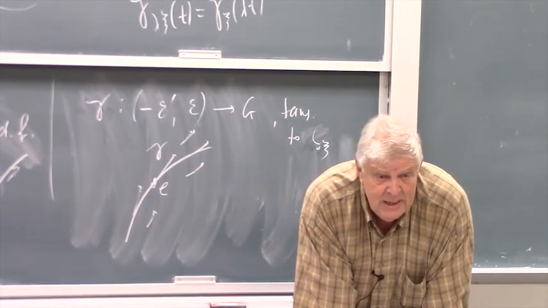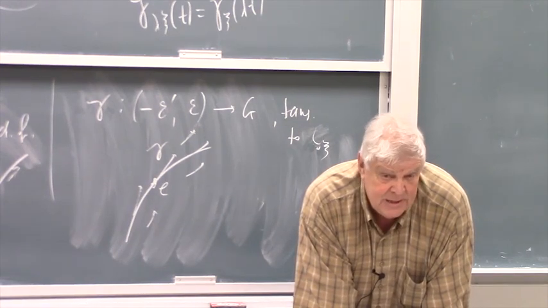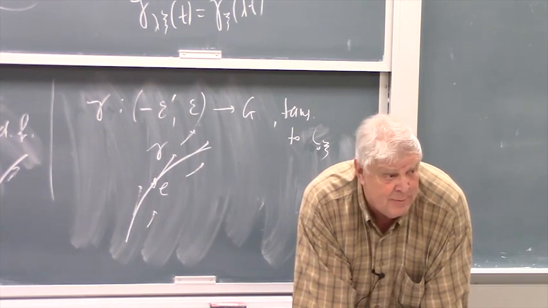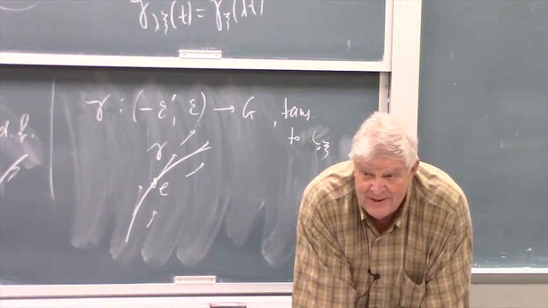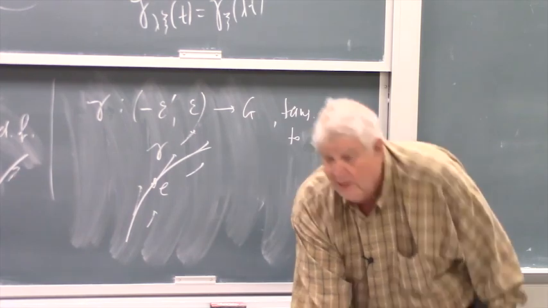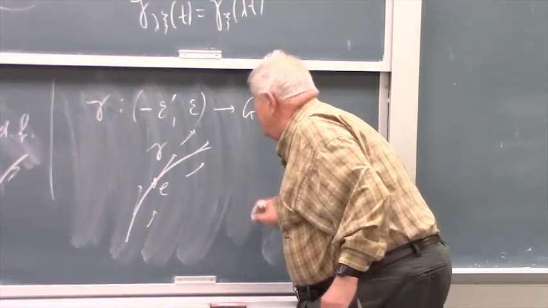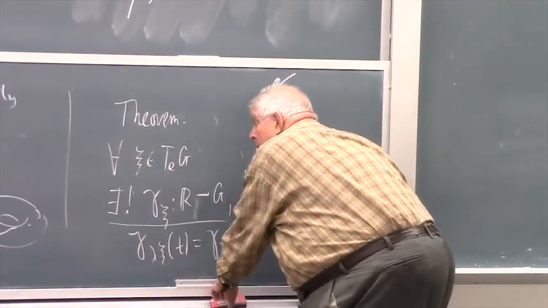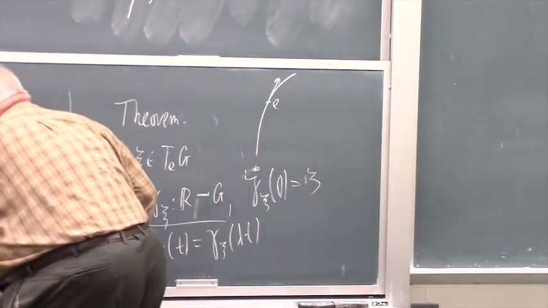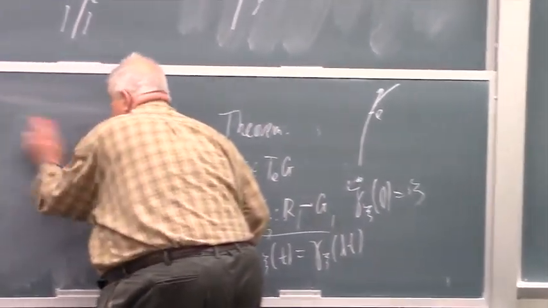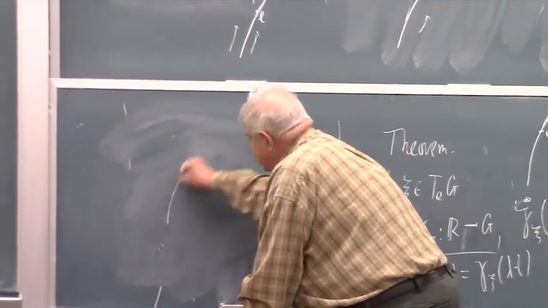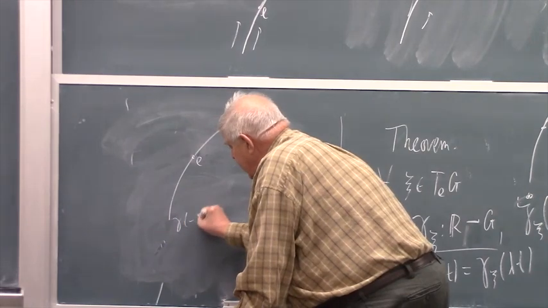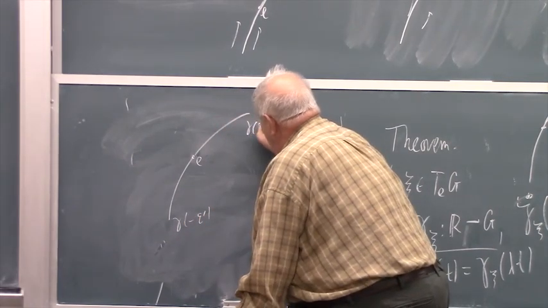But it is not what we want, because first we don't know that it is a subgroup, but moreover it is defined only locally. What to do? Take some point here. I probably need to do a new picture. So this is 0, E, gamma of negative epsilon prime, gamma of epsilon here.